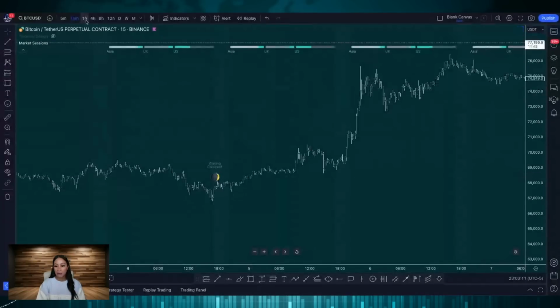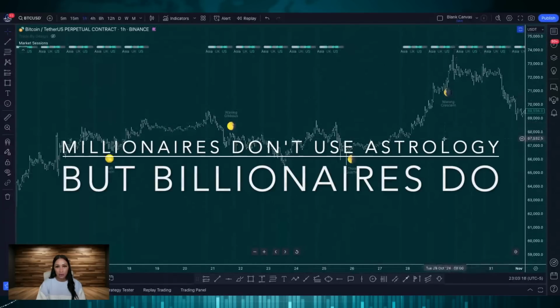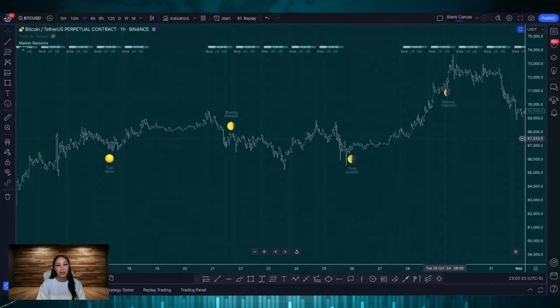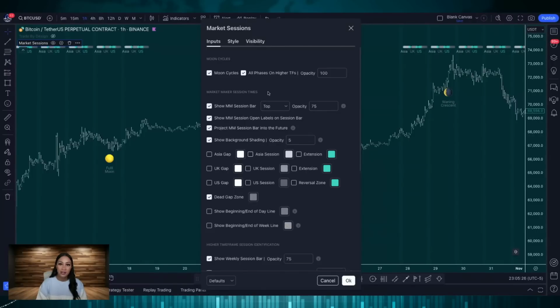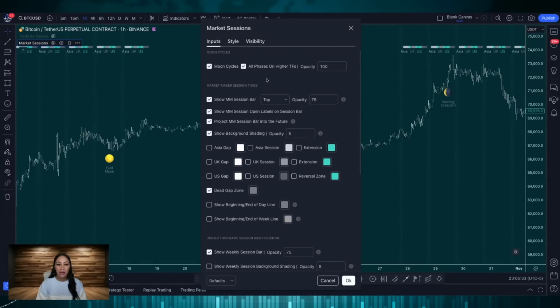There's actually a famous quote from JP Morgan saying, "Millionaires don't use astrology, billionaires do." So if it's good enough for billionaires, then it's good enough for us. Astrology is tied into the TBD system. We use it to time the market. There is more about it within the course content on the website. You can choose to turn the moons off just unchecking the box here.